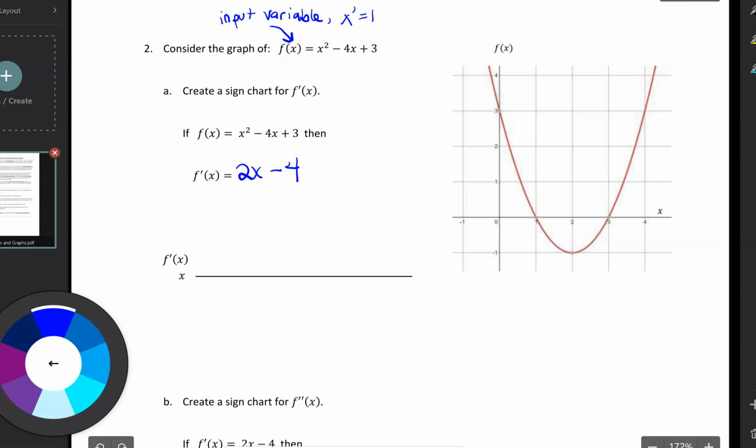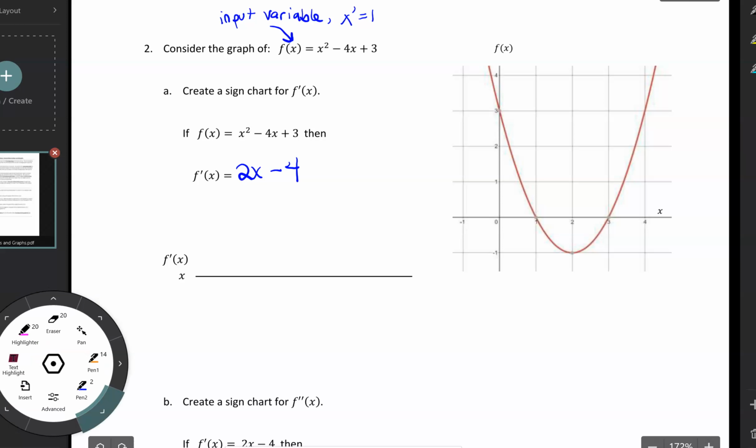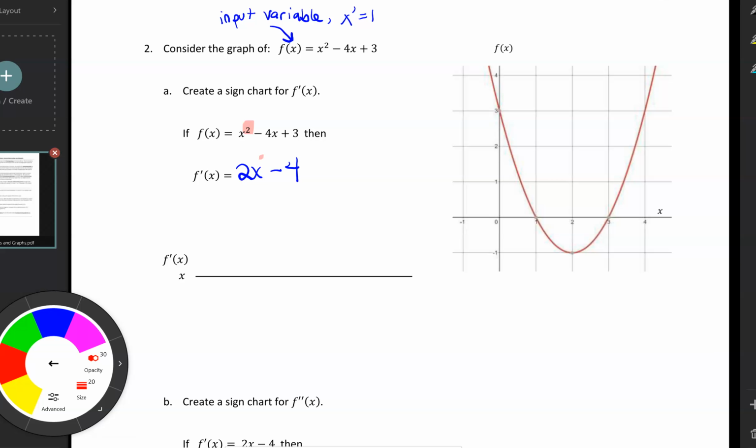And just heads up, keep in mind, as we're doing this, that if your original function's quadratic, then the derivative is going to be 1 degree less than that, right? Because our power rule says we drop it down a degree. So if my original function's quadratic, my derivative's linear.